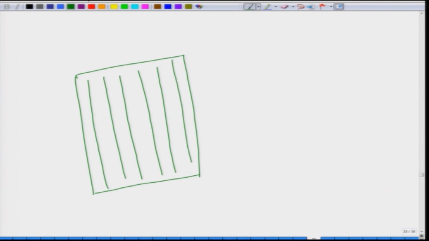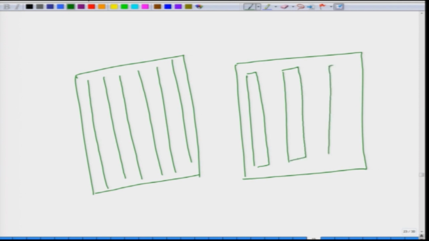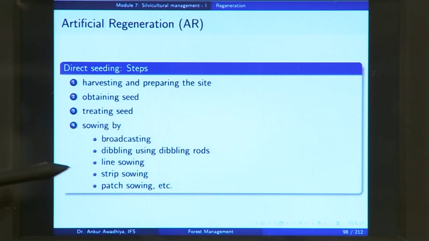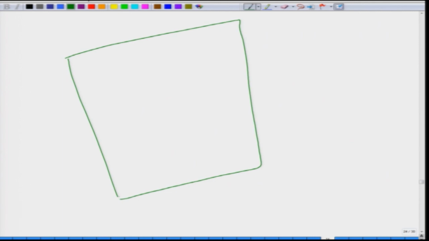So, you make a groove and then you put your seeds inside that groove on the soil, or you can go for strip planting, in which case you will create strips and then you will put your seeds in these strips. Or you can go for patch sowing. So, in the case of patch sowing, you will have this whole area, but you are doing your sowing only in a small patch. So, these are the different options that are available with you.